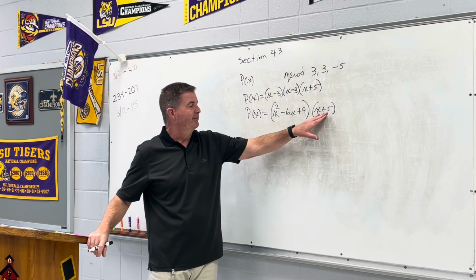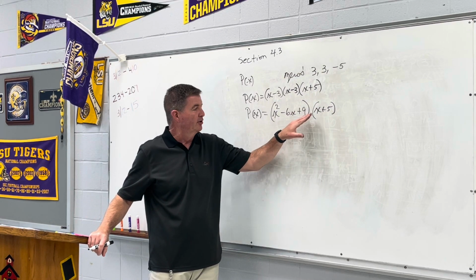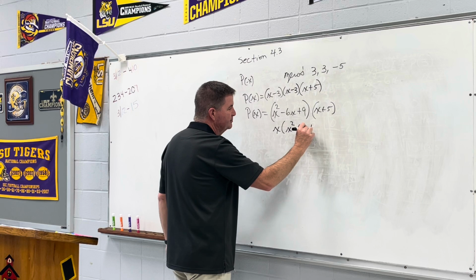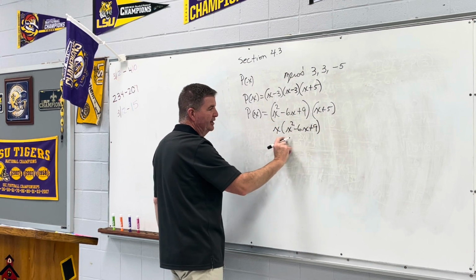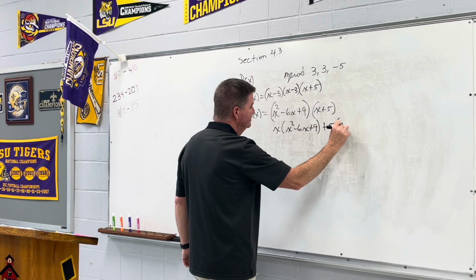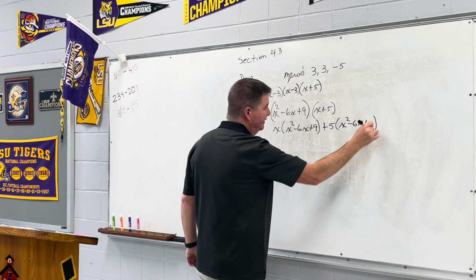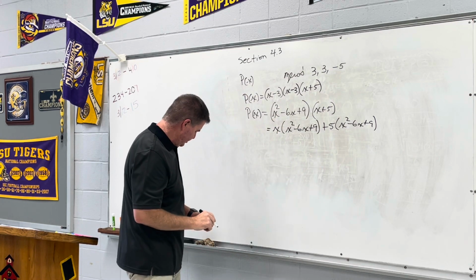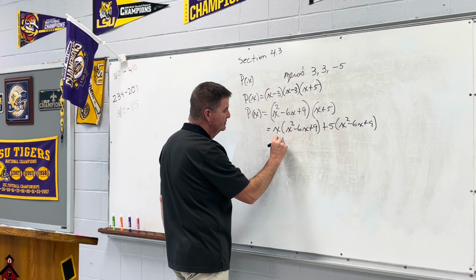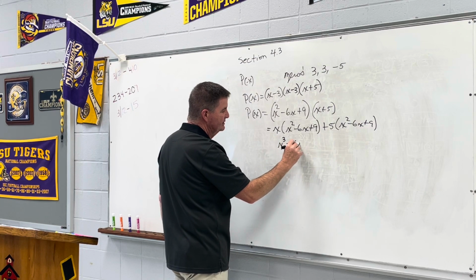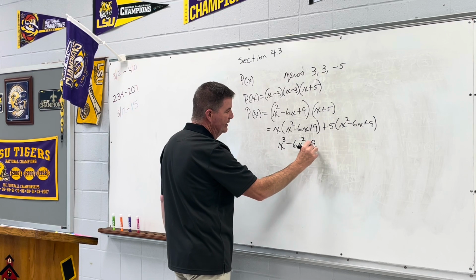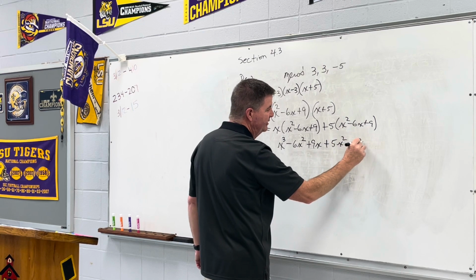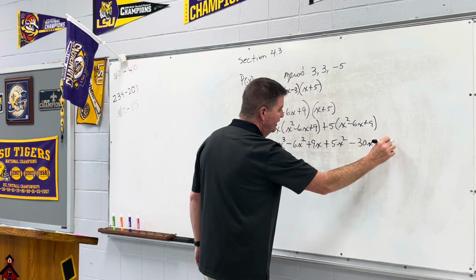And now I would say I have a binomial times a trinomial, so I'm going to distribute. So I got x times x squared minus 6x plus 9, which is the x times the whole thing. And then I got plus 5 times x squared minus 6x plus 9, which is the 5 times the whole thing. Distribute this, which would give me what? x to the third minus 6x squared plus 9x plus 5x squared minus 30x plus 45.